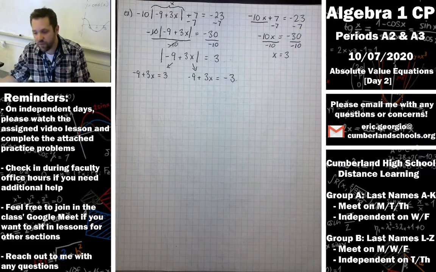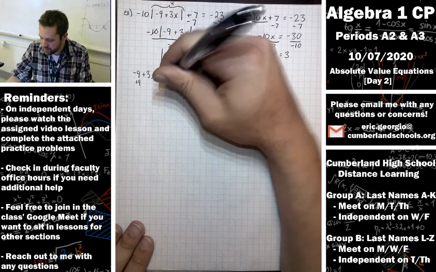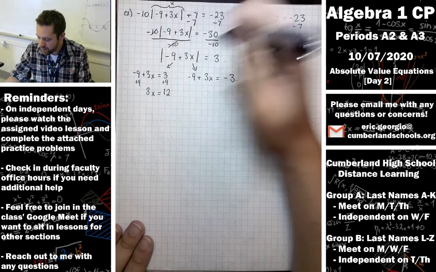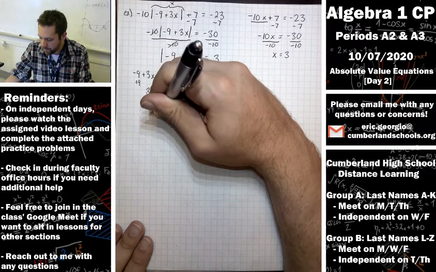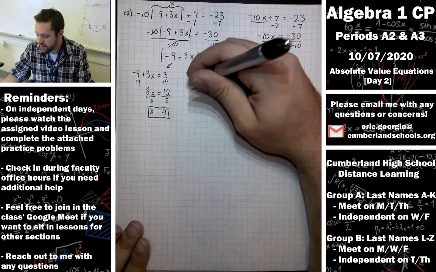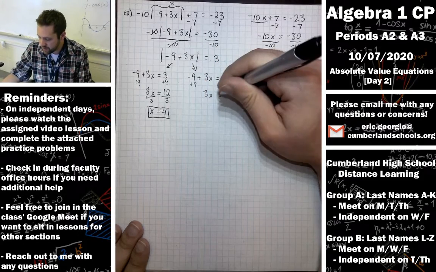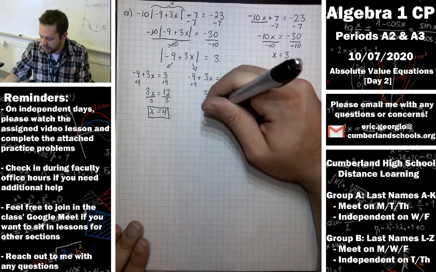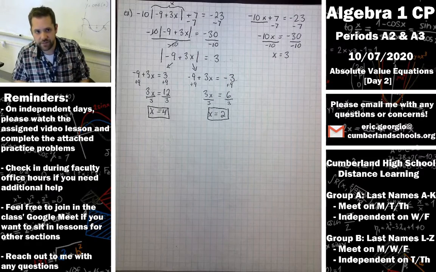I'd now solve this like I would a two-step equation, just like up here. We can add 9 to isolate that variable. We get 3x equals 3 plus 9, which is 12. Divide both sides by 3 gives us x equals 4. Okay. Over on this side of the equation, add 9. We get 3x is equal to 6. Divide both sides by 3, we get x equals 2. So our two solutions in this equation are 4 and 2.